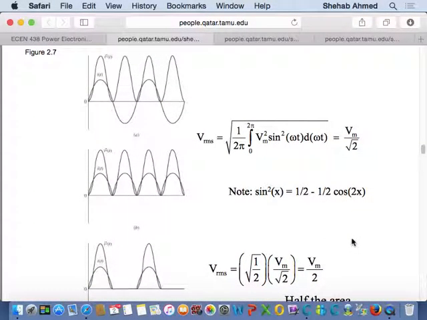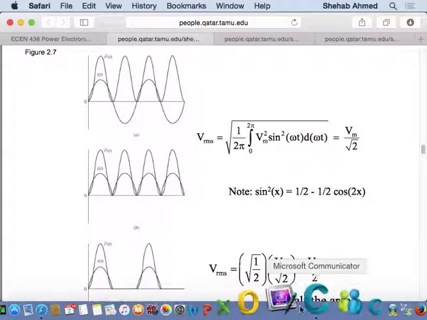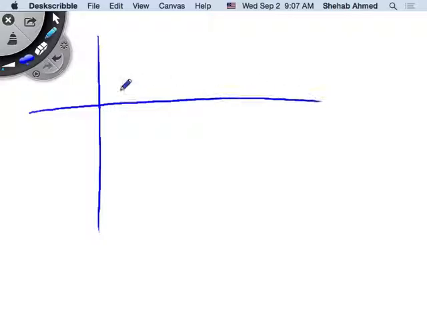For something that you are not very familiar with, let's see how we come up with it. So for a sine wave, we said it's Vmax over square root of 2, right? So what is this waveform? I took my sine wave. This was my sine wave.